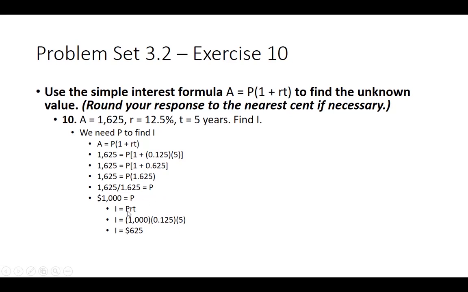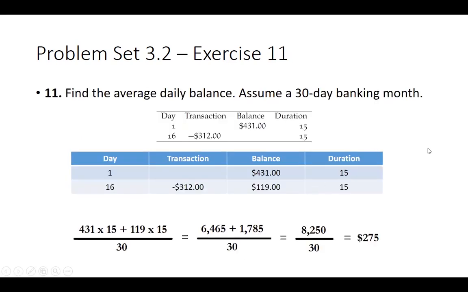So 1,000 is P. Now we can plug that into I equals PRT along with our R, along with our T. We get 1,000 times 0.125 times 5, which is 625. So I, what we were asked to find, is $625.